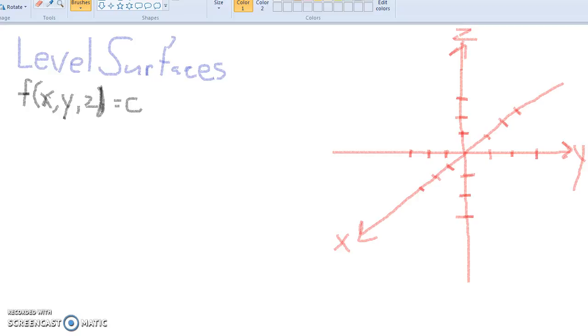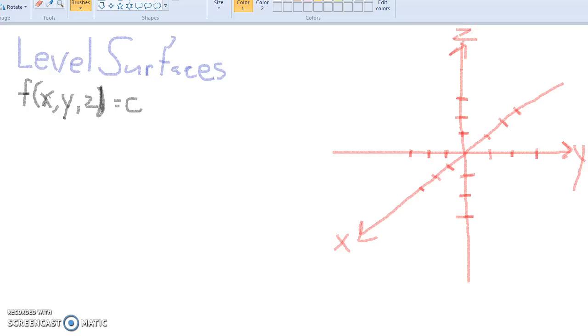And today we're going to be talking about level surfaces. Now, as you can see, I've already set up a bit of the problem we'll be working on today, which is from the 10th edition of the Multivariable Calculus textbook. This is from chapter 13.1, and this is problem number 71 we'll be looking at.